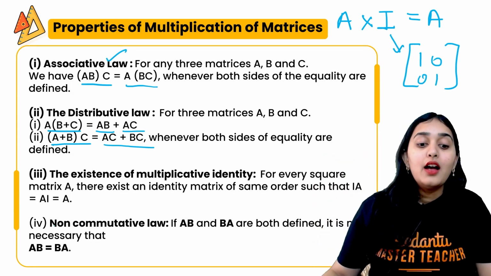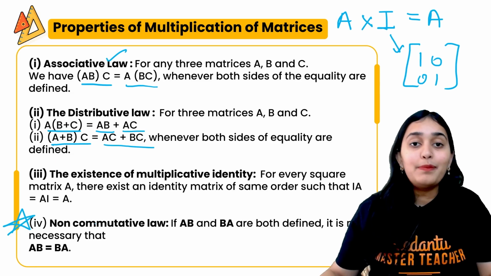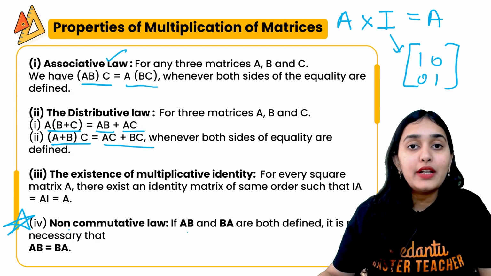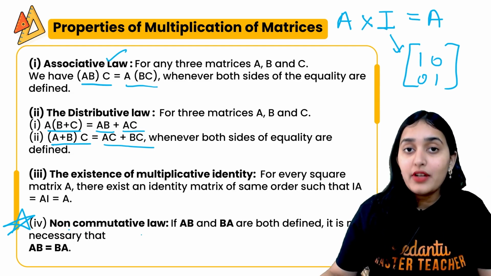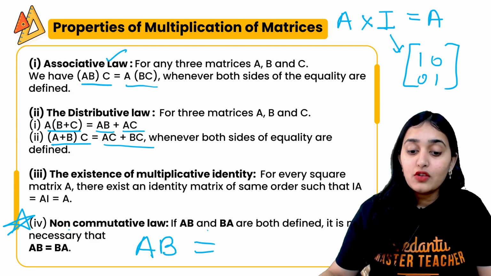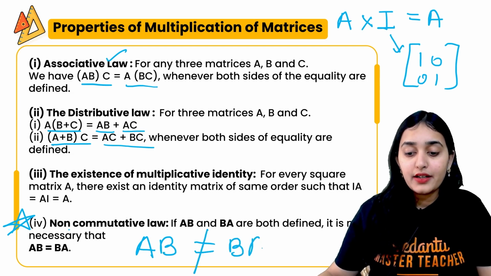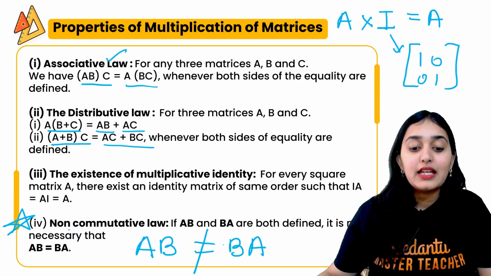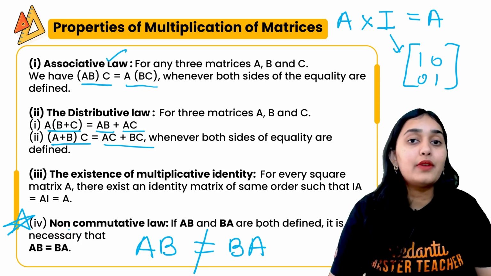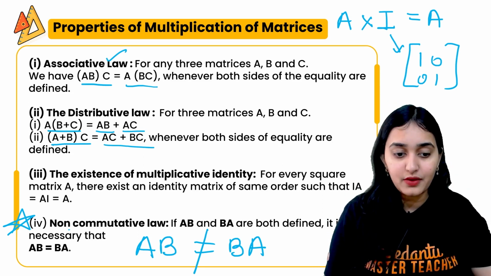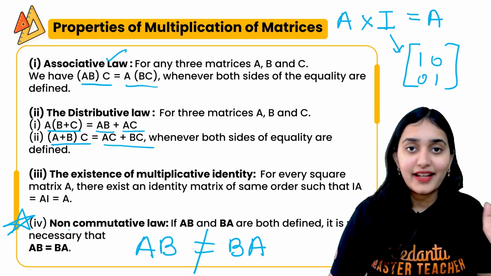Okay. Now one very important property, please note down carefully. Non-commutative law. Non-commutative law says that A into B is not equal to B into A. Okay? A into B is not necessarily equal to B into A. Okay? So you should never write it like that.